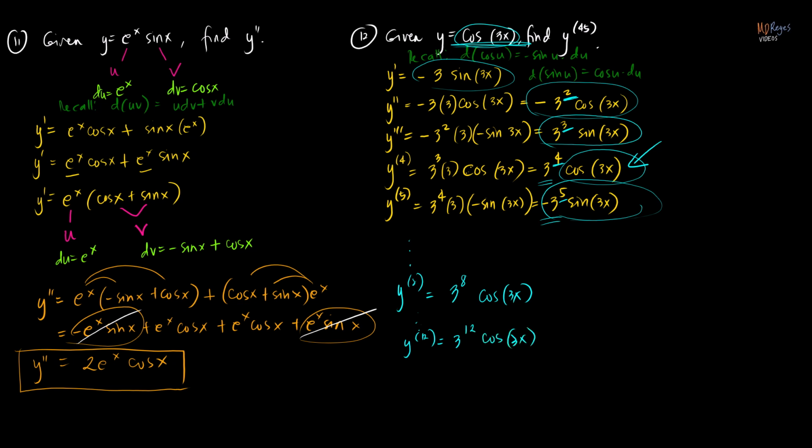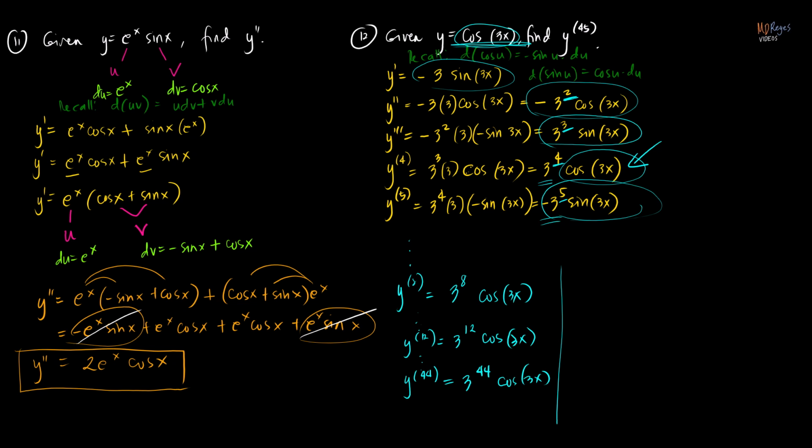Now, what is the last multiple of 4 before the 45th derivative? That would be the 44th derivative. The last multiple of 4 before 45 is 44. So the 44th derivative of the function will be 3 raised to 44 based on the pattern times cosine of 3x again. Now what is the derivative of cosine of 3x? That would be negative sine of 3x times 3 again.